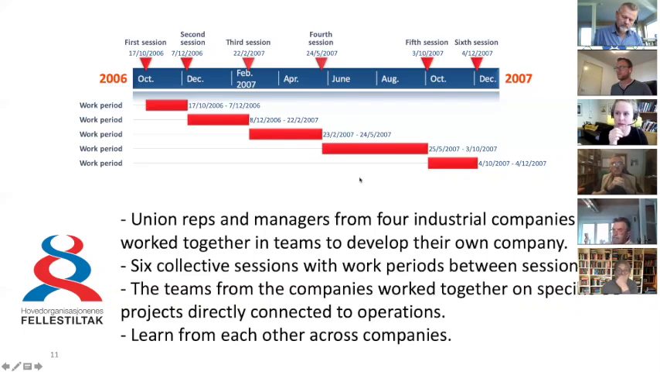So as you see from the model that we have put here on the foil, we had these sessions, but also between the sessions, we had something we call the work periods. That was periods where the union representatives and the managers went back to their company and worked with actual problems that were directly connected to the operations. So we wanted them to choose issues that they really had to deal with, but we wanted to deal with this as a union management issue, something that they worked with together, not only the managers, but also the union. So they selected one or several projects that they worked with in between these sessions. Yeah.